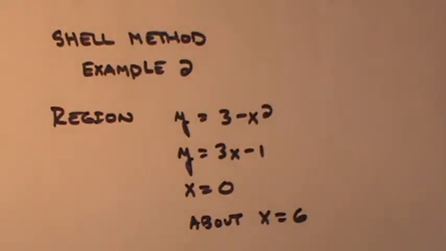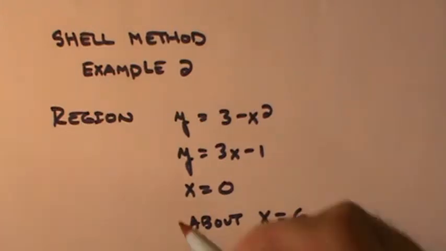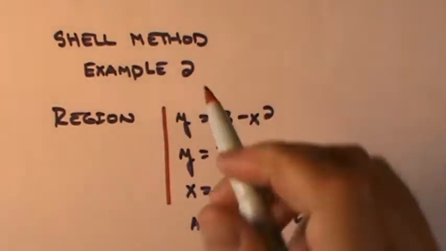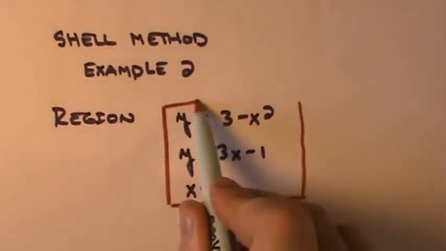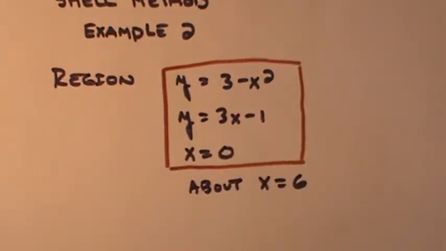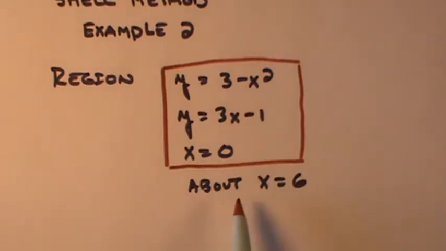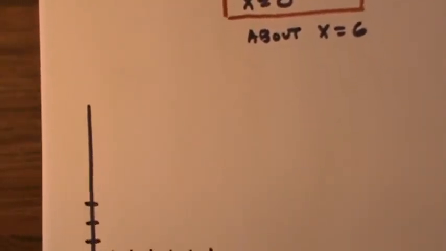The shell method, example 2. We have the same region that was presented in example 1. What changes for example 2 is now I want to go about the line x equals 6, so it's parallel to the y-axis. So let me redraw the graph real quick.